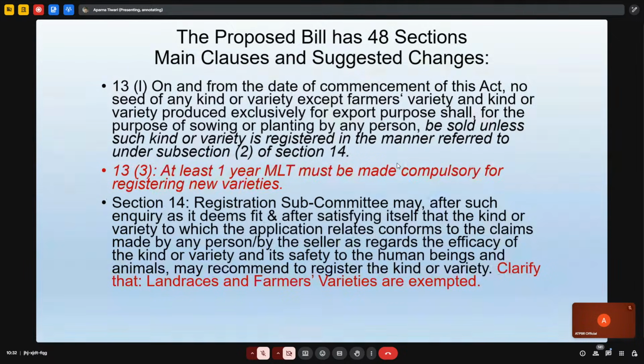And it was felt that for any new varieties, at least 1 year of multi-location trial should be made compulsory. So this I am highlighting for you to think over and give your comments upon.